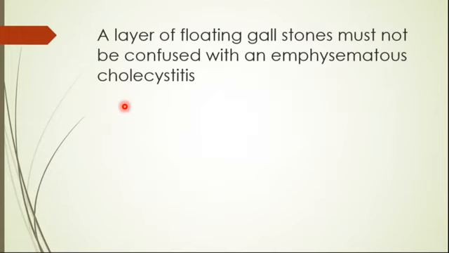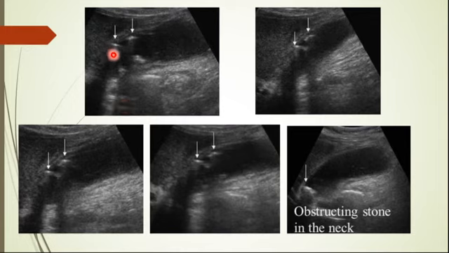Okay. A layer of floating gallstones must not be confused with emphysematous cholecystitis. Keep in mind, emphysematous cholecystitis means air within the wall of the gallbladder or within the lumen of the gallbladder. Air will always be floating. But it appears like that. It's like ill-defined shadows with some not very big acoustic shadowing.